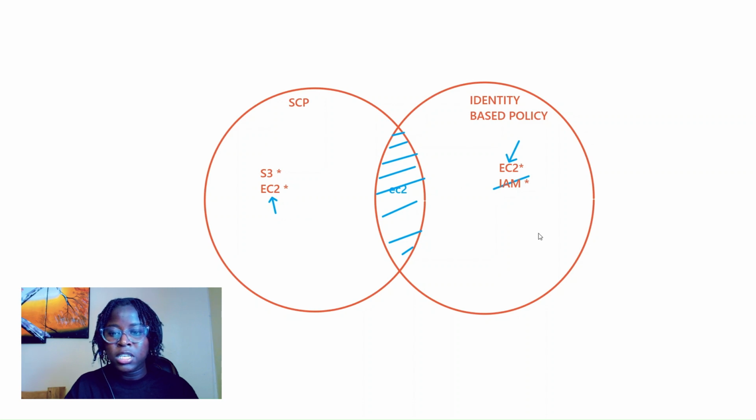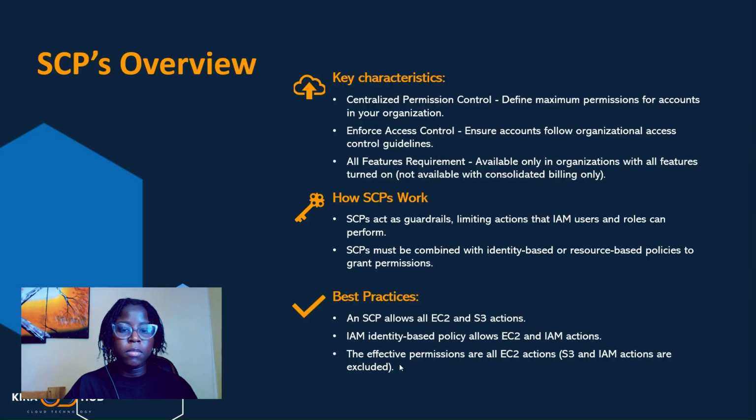Only EC2 will be allowed because it's allowed from both the identity-based policy and also the service control policy. Because this user does not have S3 attached over here, remember the service control policy does not give permissions. So S3 will also be declined in that case. So only EC2 will be allowed. And that is just what that explanation meant, where the effective permissions are all EC2 actions, and S3 and IAM actions will be excluded.